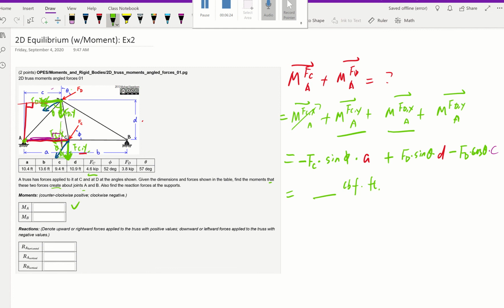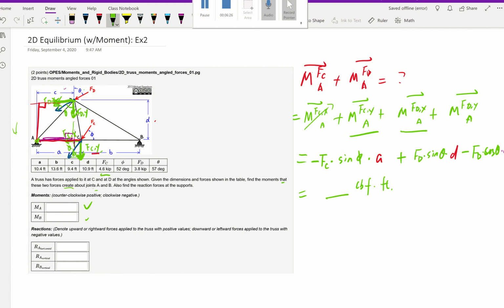Now let's go ahead and solve MB. For MB, again, it's going to be those two forces. However, we're rotating about a different point now, right? We're solving this. I'm going to erase all those right here.